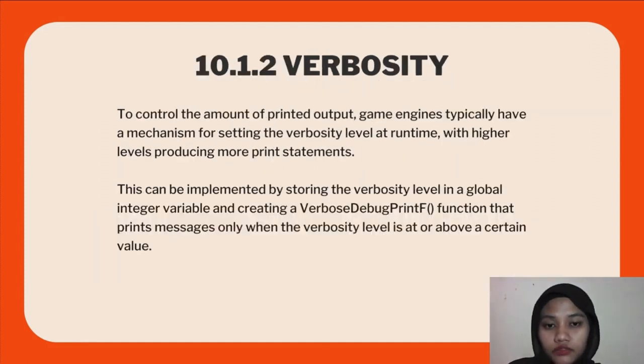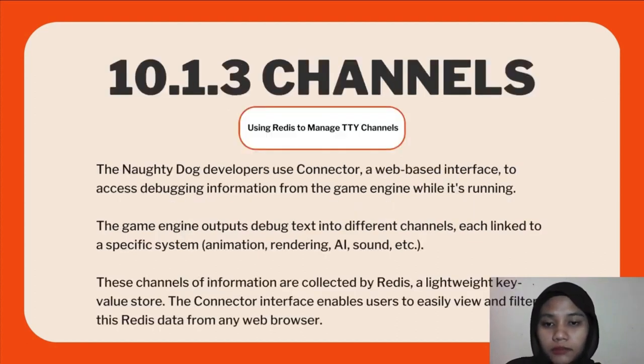Next, we have verbosity. Verbosity is needed to control the amount of printed output. Game engines typically have a mechanism for setting the verbosity level at runtime, with higher levels producing more print statements. One company, Naughty Dog, developers use Connector, a web-based interface to access debugging information from the game engine while it's running.